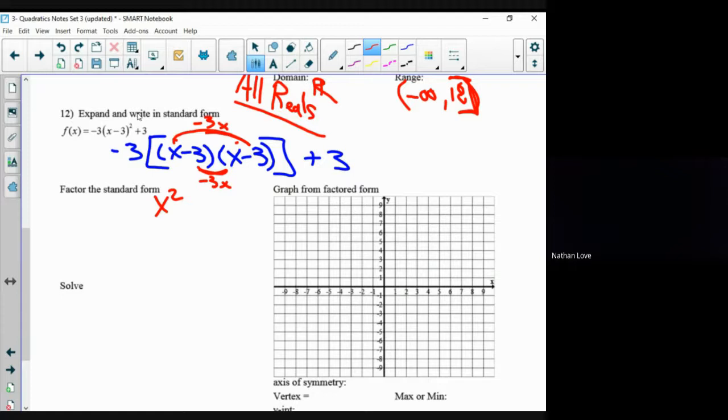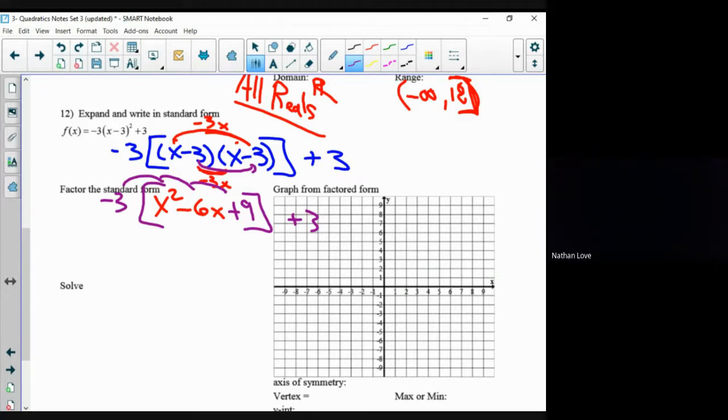And then you're going to take the -3 times the -3. -3 times -3 is positive. Then you're going to take the -3 and distribute to each of those. And then last but not least. Anybody see the mistake you made? Make sure inside you have x squared minus 6x plus 9. Make sure you get that.